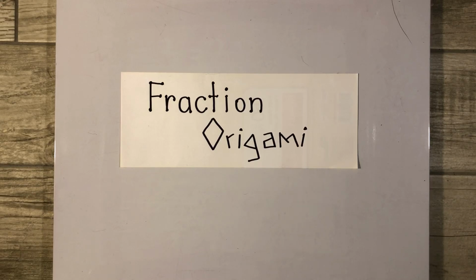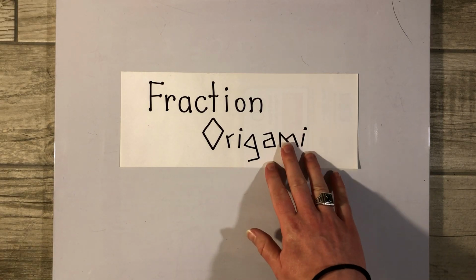It's Miss Dignan. Today's lesson is all about fractions in origami. What we're actually going to do is fold a piece of paper to show different fractions. The reason why we're going to be showing different fractions is because you can fold your paper however you like. I'm going to give you an example of what the expectation is with my paper first, and then show you another example.